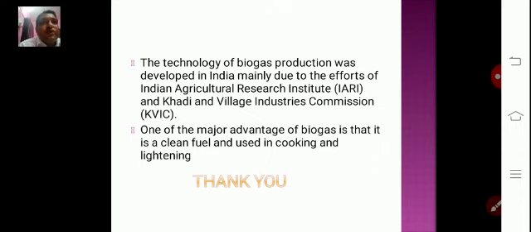Some of the major advantages of biogas: it is a storable form of energy, used in cooking and lighting. Biogas is a cleaner fuel than burning dung cakes. In villages, many families burn dung cakes, which creates pollution in the environment. Biogas is an alternative source of cleaner fuel, and crop residue is properly used. Whatever crop residue remains in the agricultural field can be used in the production of biogas.